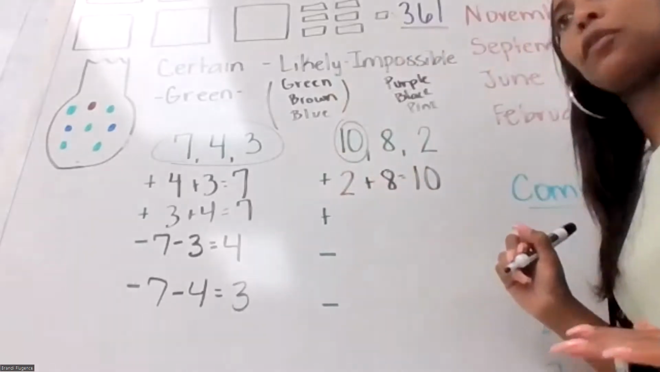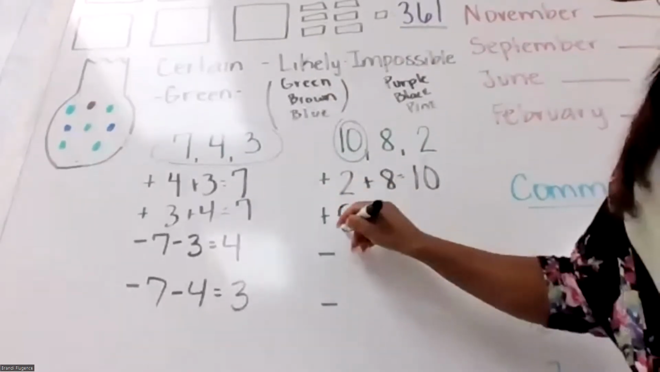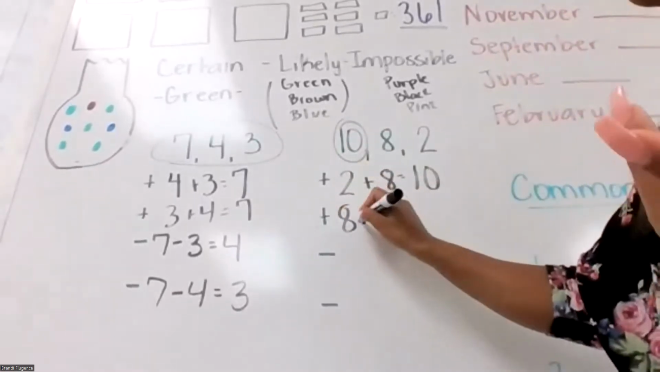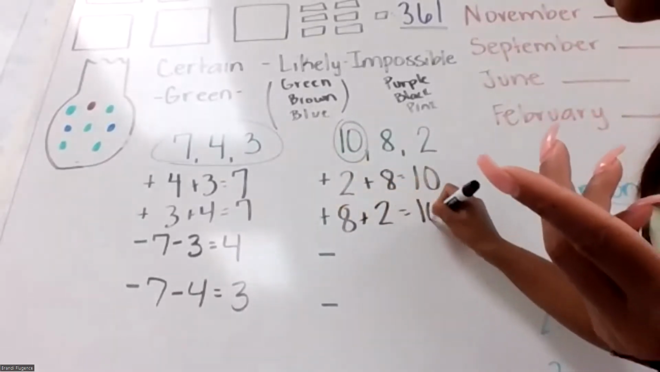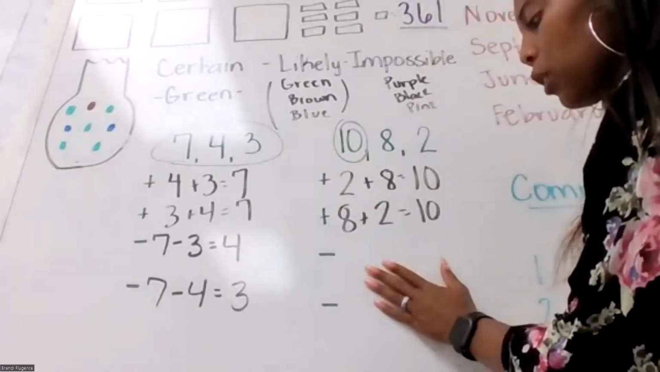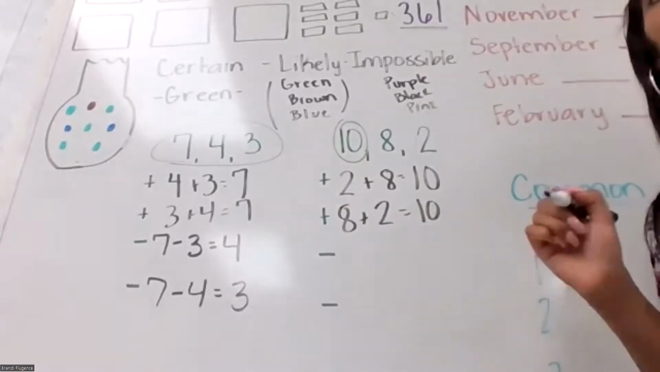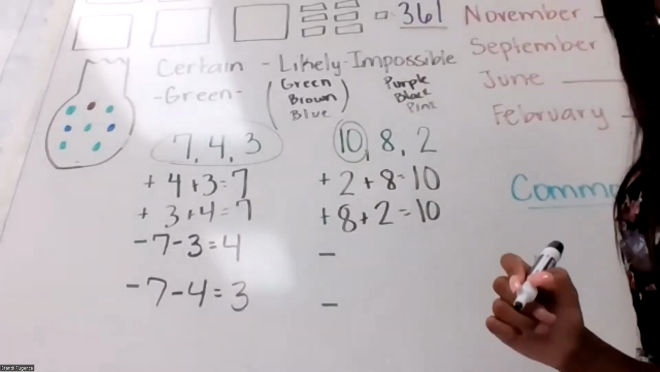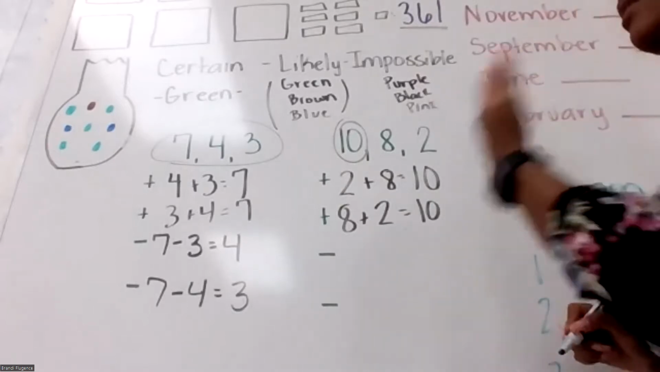What would be the other addition fact? 8. The twin. So once you do it the one way, you do the twin. So it would be 8 plus 2 equals 10. So I have my 2 addition facts. Now I need to do my subtraction facts. So subtraction. What number do I start subtracting with? The largest number, which is 10.